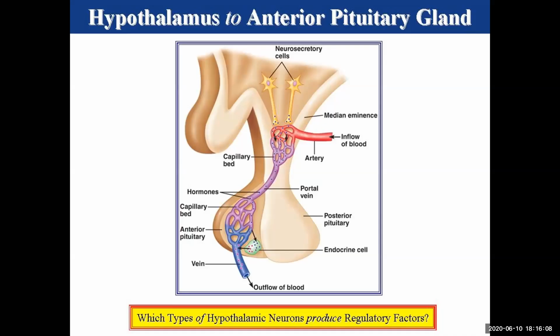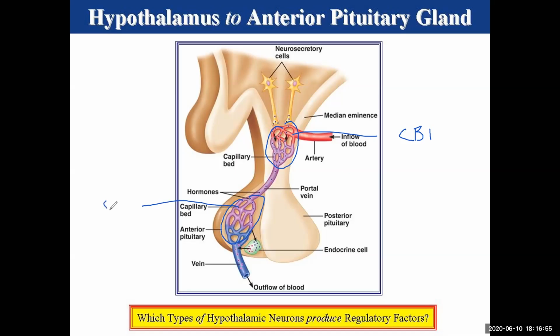Now, there are neurosecretory cells in the hypothalamus, and this is showing you that hypophyseal portal system. So you have your hypothalamus here. You have your infundibulum, which is the stalk connecting the hypothalamus to the pituitary gland. So deep within the infundibulum, you have your first capillary bed. This is what we called CB1 earlier. And this is CB2 in the anterior pituitary. CB2, okay?